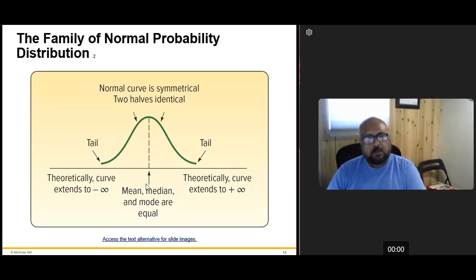And the point to note here is that for a normal distribution, the mean, median, and mode are all equal because it's totally symmetrical. The right hand side is a mirror image of the left hand side.